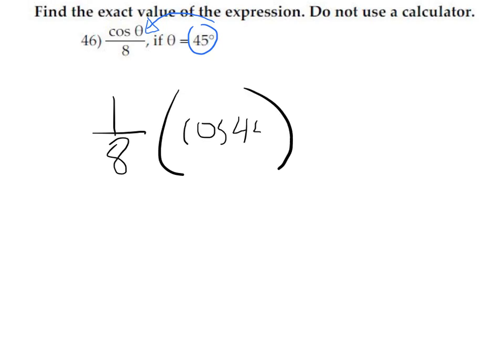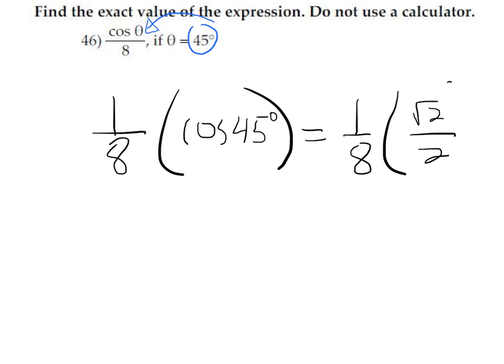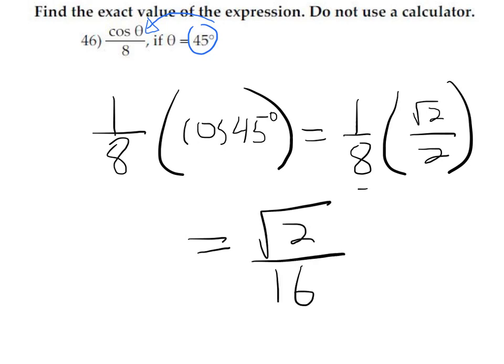It'll make it a little bit easier with all the fractions that happen often with these. So we have 1/8. Cosine 45 degrees is square root of 2 over 2. So this then multiplies 1 times square root of 2 is square root of 2. 8 times 2 is 16. And that's it. Simple problem.